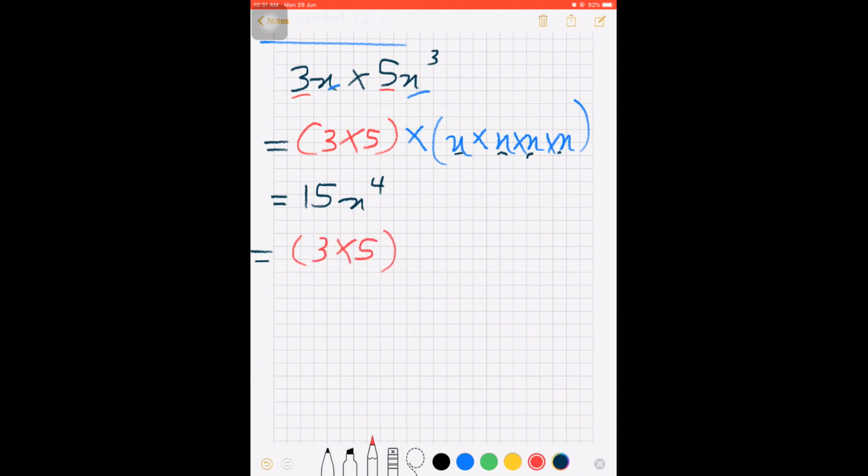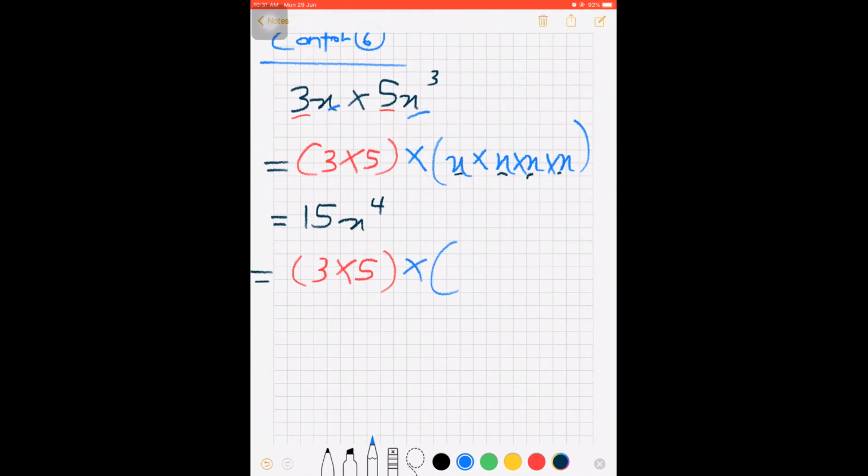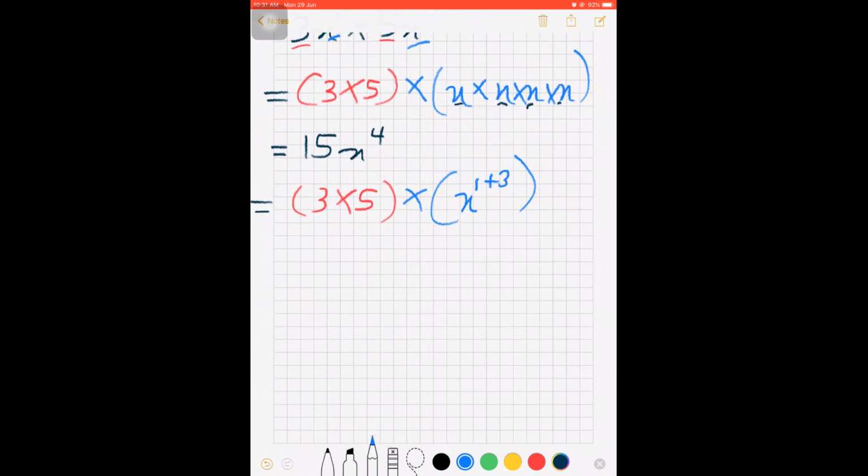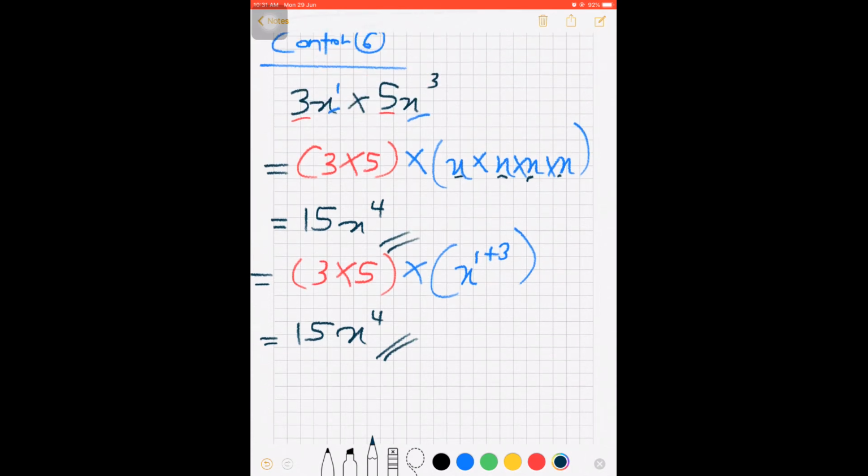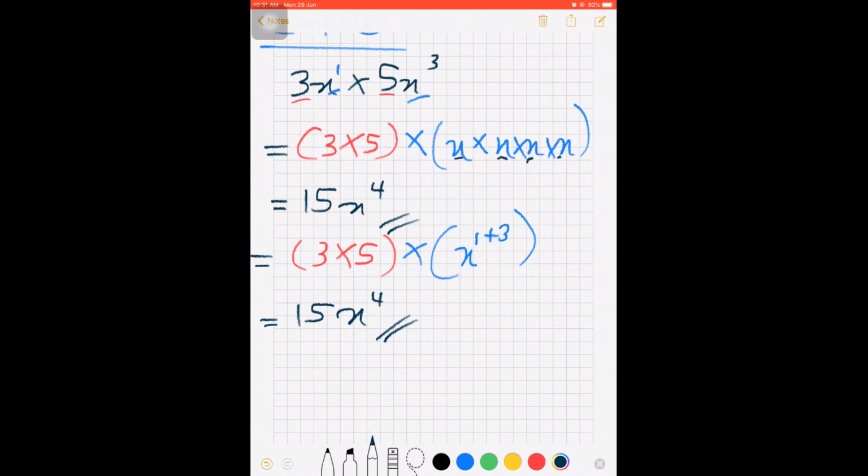Kalau nak buat the other cara, boleh juga 3 times 5. Then we take here. This one is x kuasa apa? X kuasa 1. So x kuasa 1 tambah x kuasa 3. So it becomes what? 15 x kuasa 4. Done. Okay, same answer. Very easy, right?